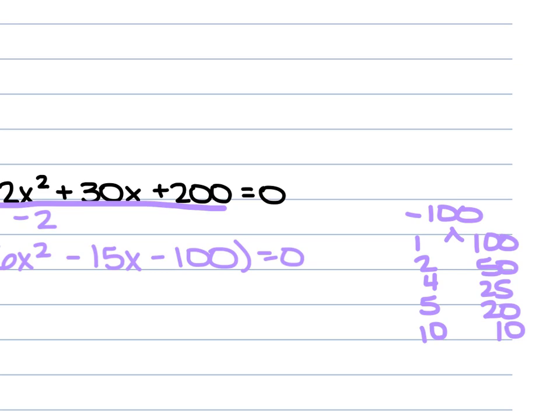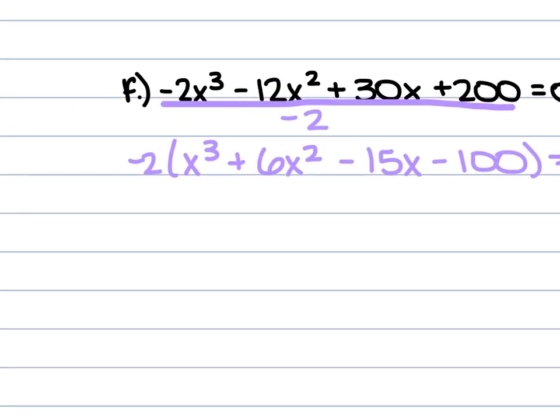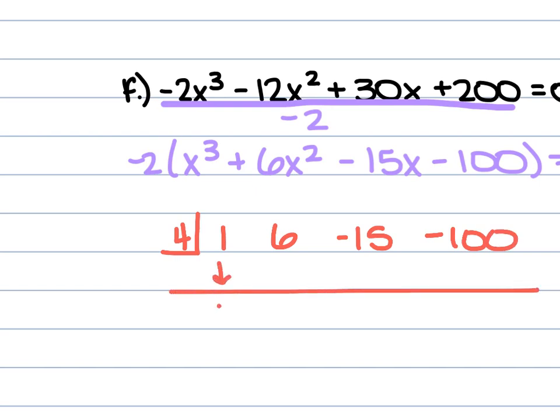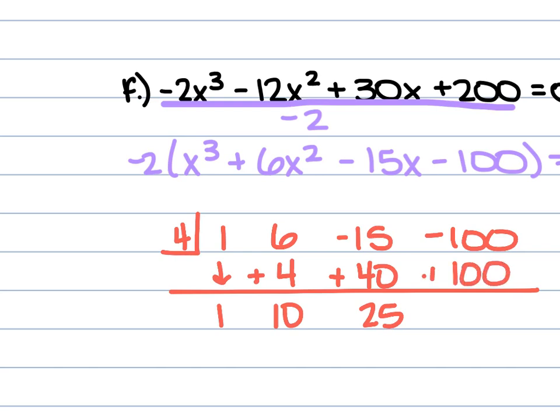I'm going to try the 4, just because I know that's going to work. So 4 is what we're going to use. Our terms are going to be a 1, a 6, a negative 15, and a negative 100. So the 1 drops down. 1 times 4 is 4. 4 plus 6 is 10. 10 times 4 is 40. Minus 15 is 25. And 25 times 4 is 100. If we add that to the negative 100, we get a 0 as our remainder.